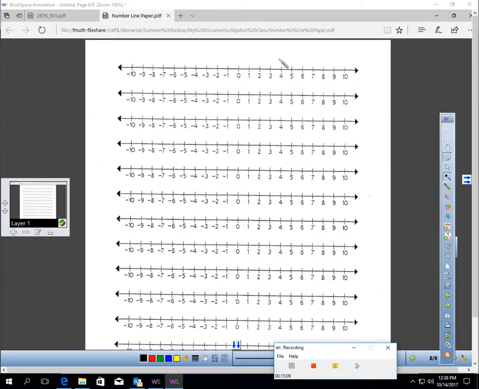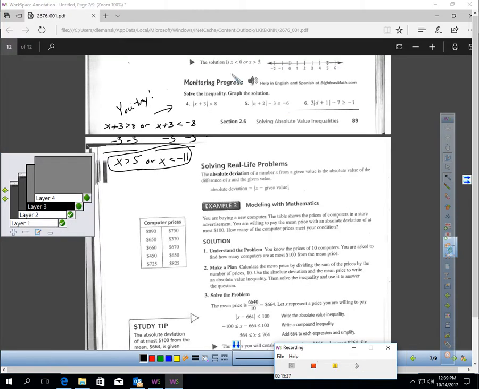So now I have to graph. I want the values that are greater than 5, there's 5 and greater, and less than negative 11. Negative 11 is way over here, open circle, and shading that way. So there would be a picture of that solution set. Okay, for number 5.